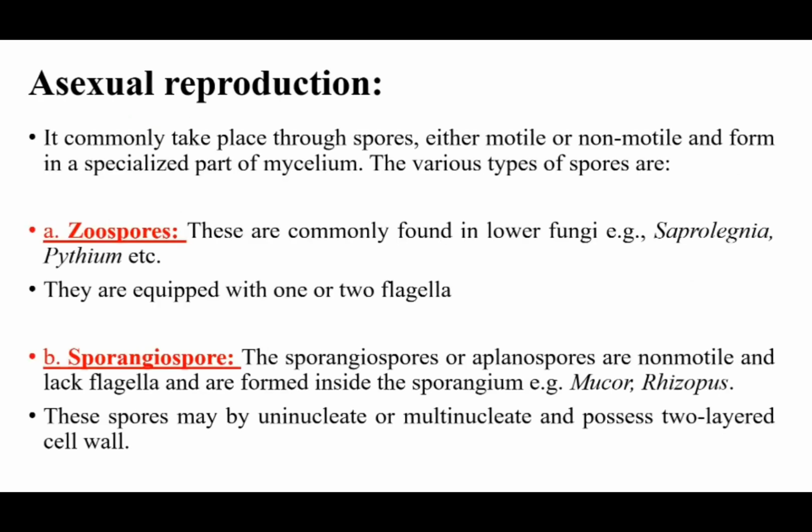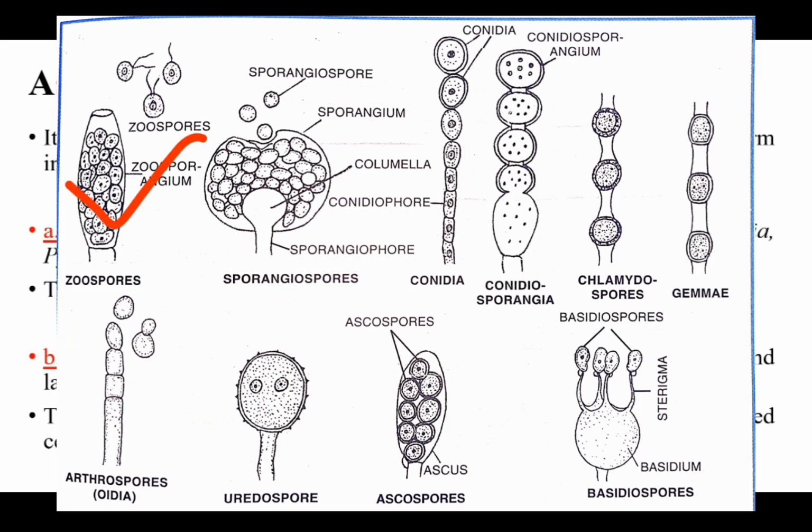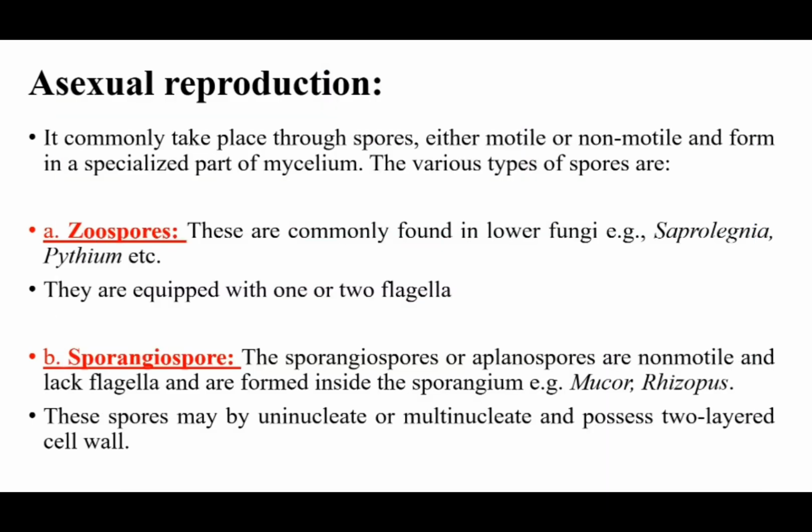Then asexual reproduction. It commonly takes place through spores, either motile spores or non-motile spores, formed on a specialized part of mycelium. The various types of spores are zoospores. These are commonly found in lower groups of fungi, for example, Saprolegnia and Pythium. They are equipped with one or two flagella. That means they are motile. Zoospores are motile because they have flagella.